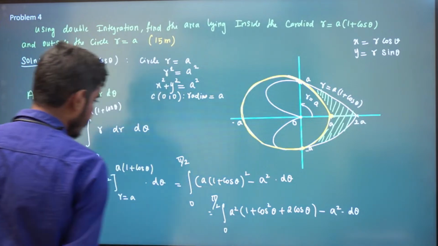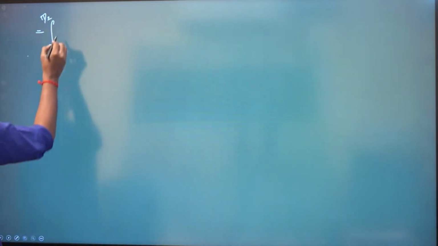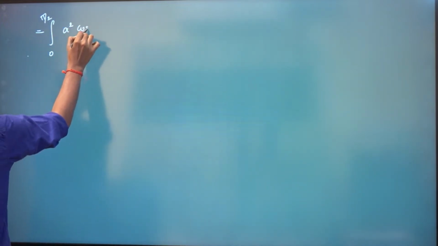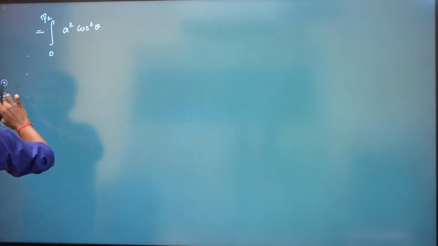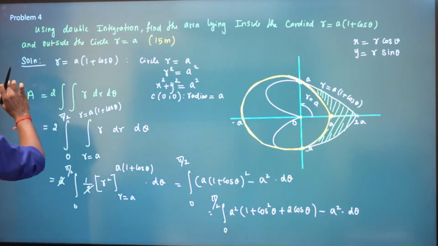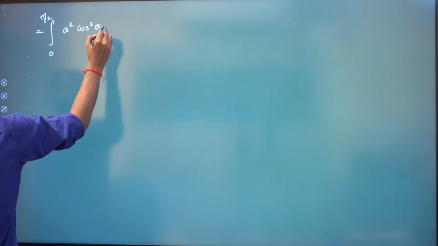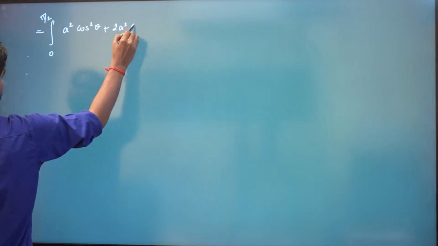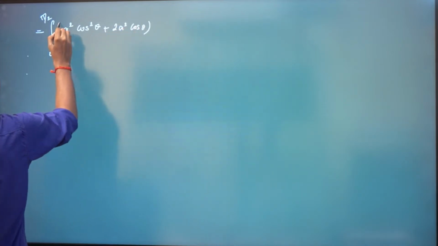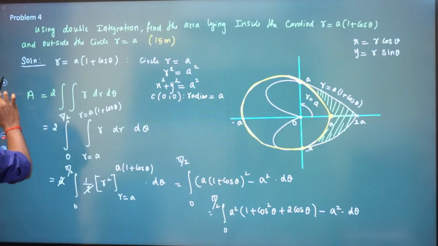So you just multiply this a square inside. So you will have the integration from 0 to pi by 2 of a square cos square theta plus 2a square cos theta d theta. So integrate this, you will get the answer.